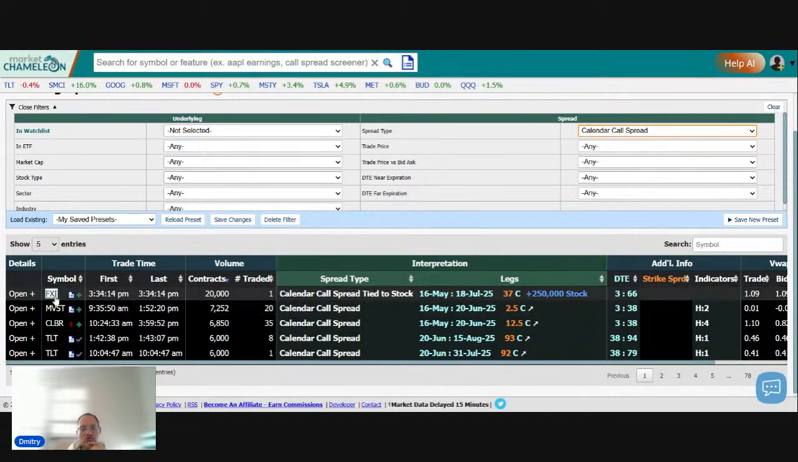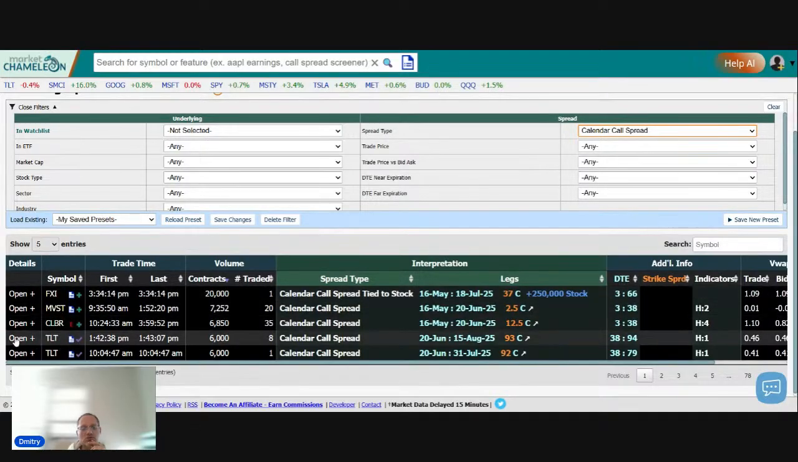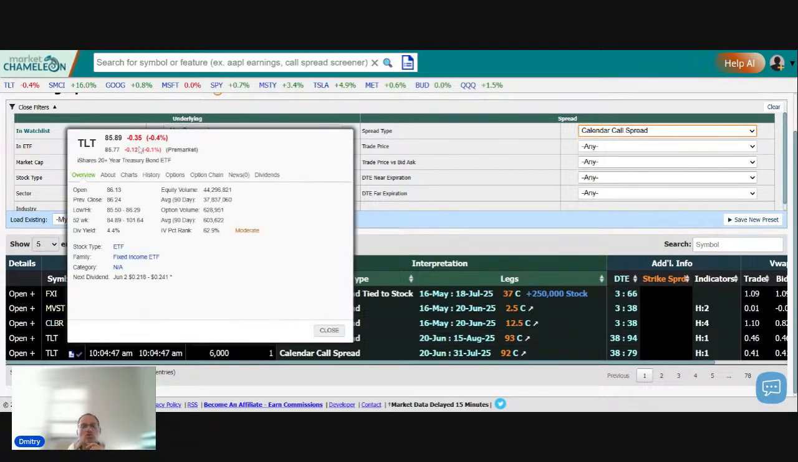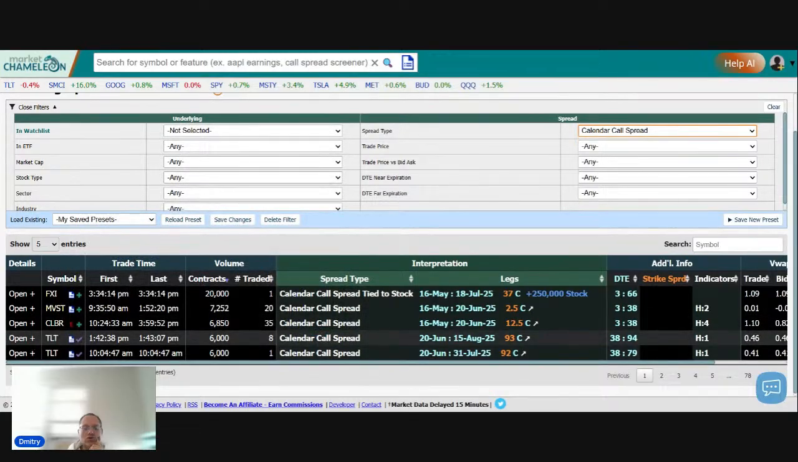And I'm just going to, this first one, FXI, had some stock tied to it. But let's come down to maybe TLT over here. So this is an ETF. If you click on it, you'll get some more information on it. It's the iShares bond ETF. And going across from left to right, we see there's 6,000 contracts involved in the call calendar spread.